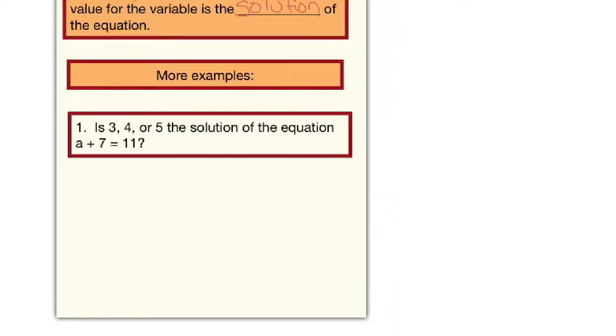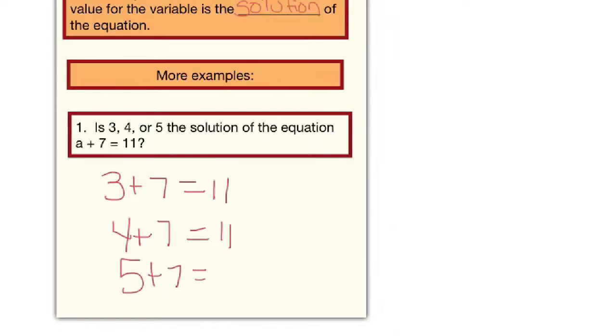Okay, so take each value. 3 plus 7 equals 11. 4 plus 7 equals 11. 5 plus 7 equals 11. Write them out, each value, so that you can test it, and then simply try it. Does 3 plus 7 equal 11? No, of course it does not. So it does not equal 11. So you can cross out the equal.